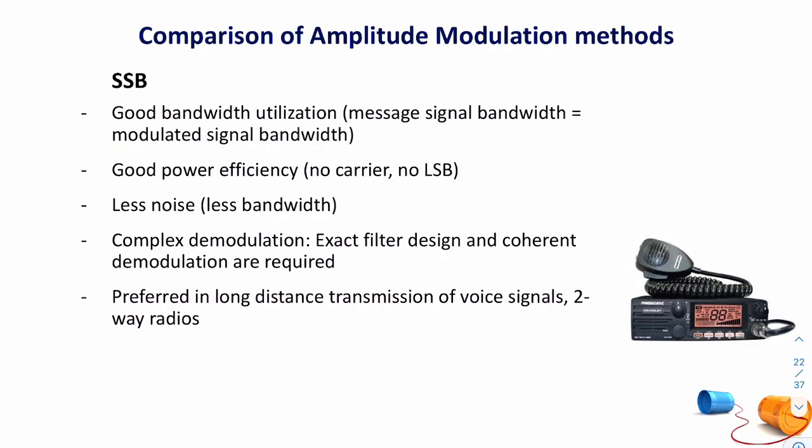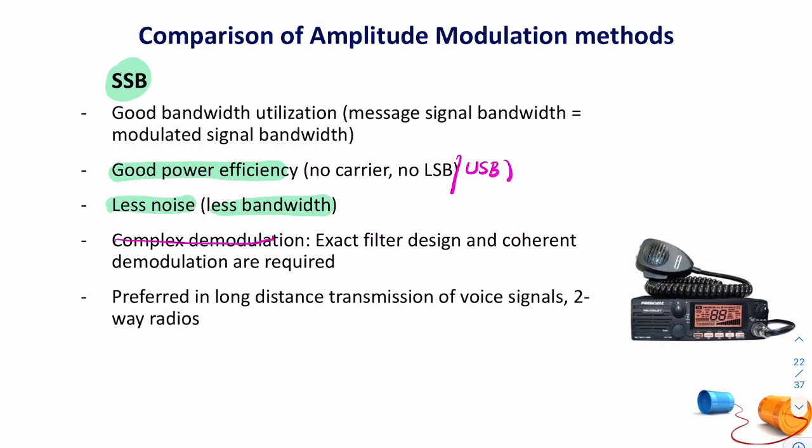Okay, so that was DSB. For SSB, it's less common, less likely you'll be using it. Remember we said that it has very good power efficiency, because not only is there no carrier, there's also no LSB, or it could be no USB. One sideband is transmitted, one sideband is blocked. So it's also less noise and less bandwidth. So these are all benefits: good power efficiency, less noise, less bandwidth.